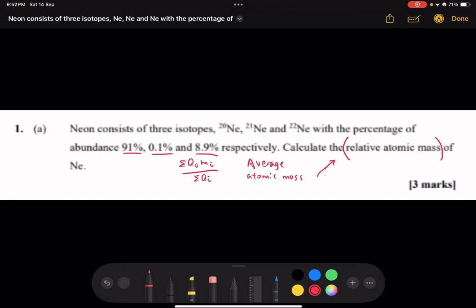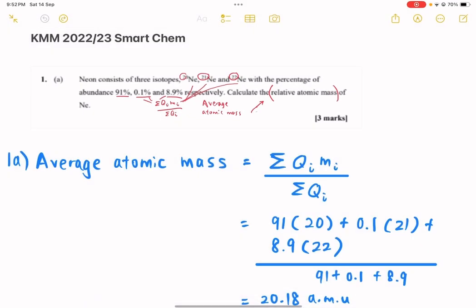K is actually the percentage abundance, which is these three percentages, and M is actually the masses, which are indicated here, 20, 21, and 22. So now by applying this formula, we substitute all the values provided in the question.